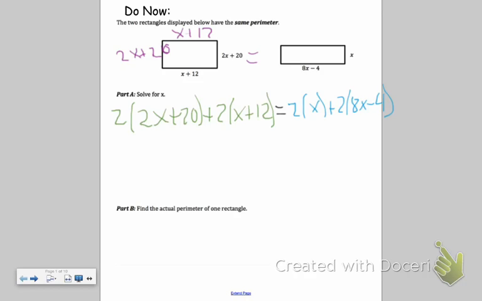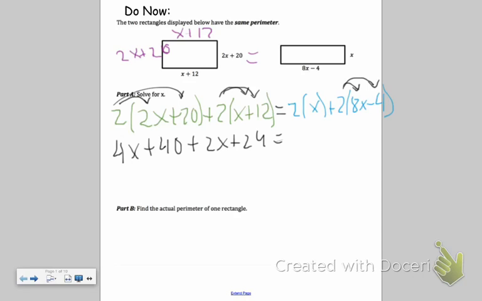We're going to begin by getting rid of these parentheses by applying distributive property. So take a moment to distribute both on the left and on the right side of the equation to get rid of the parentheses. So 4x plus 40 plus 2x plus 24 equals 2x plus 16x minus 8.